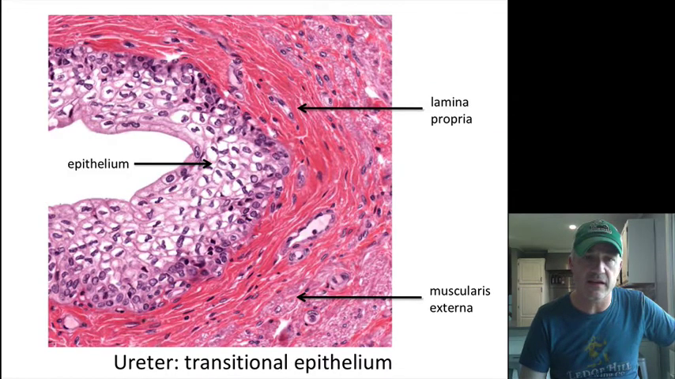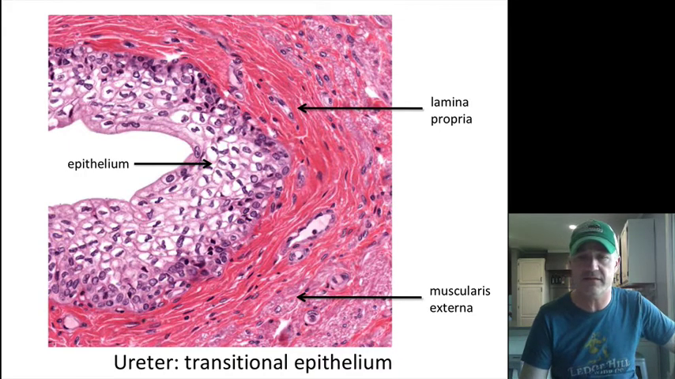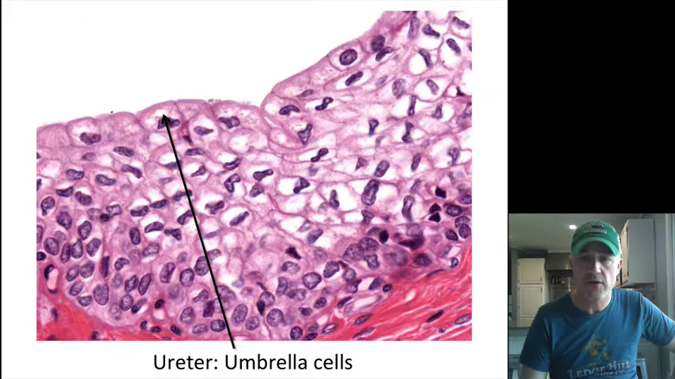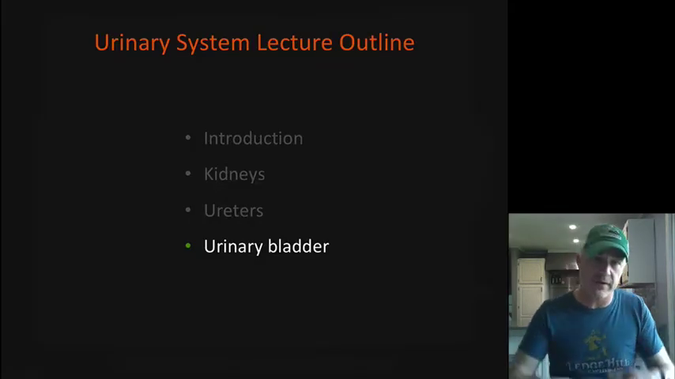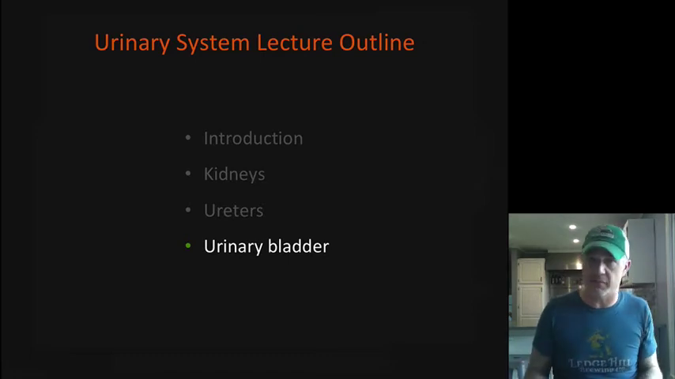Again, it is a transitional epithelium, with some connective tissue underneath that, and then, like I said, smooth muscle making up the muscularis externa. Sometimes I talk about these cells called umbrella cells, which are a little bit more rounded at the surface and sit above some of these a little bit. As we work our way past the ureters, we come to the bladder.